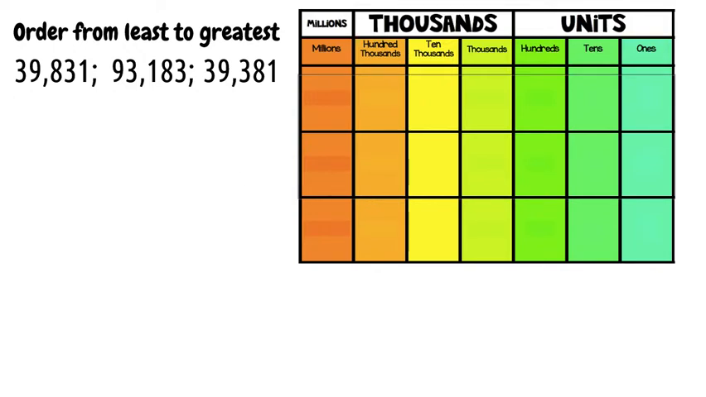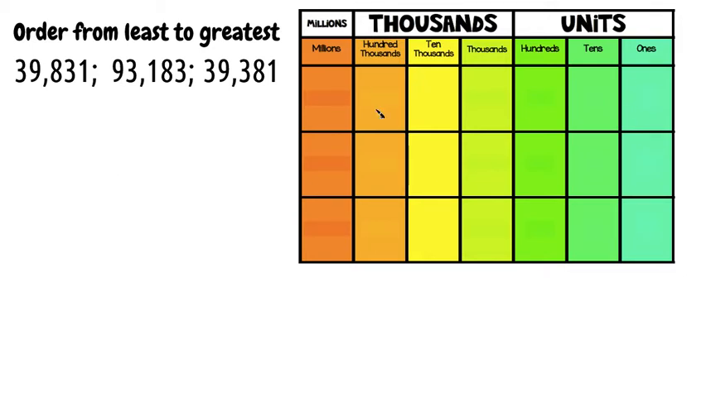So we have our numbers 39,831, 93,183, and 39,381. So if you're anything like me, you probably saw those numbers and said to yourself, wow, that pretty much all looks the same. Now, remember our strategy from comparing numbers?